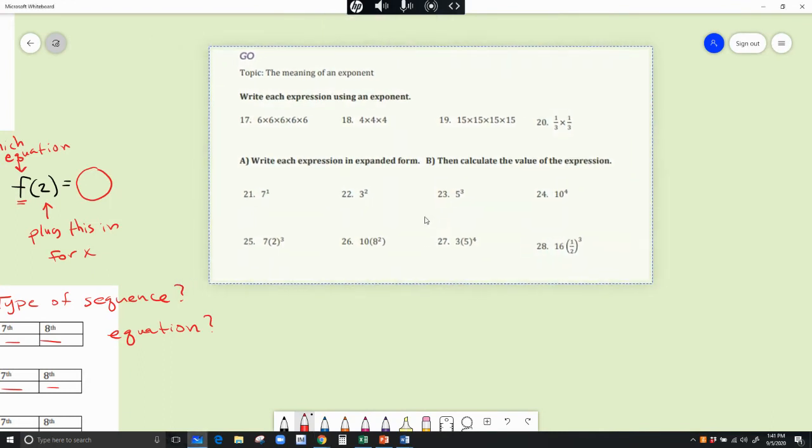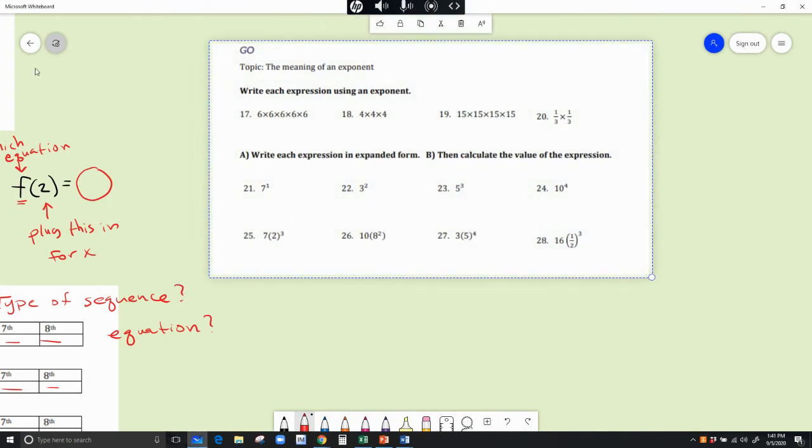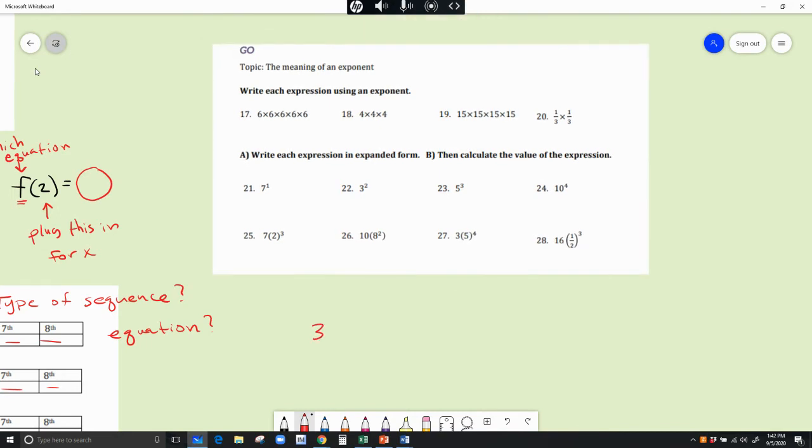All right, the last section looks like this. Write each expression using an exponent, okay? So if I had the expression 3 times 3 times 3 times 3, writing it as an exponent would be 3 to the 4th power. If it says to write an expanded form, it says write an expanded form first and then calculate the value. So let's go ahead and just give a couple examples of what that might look like for you guys.